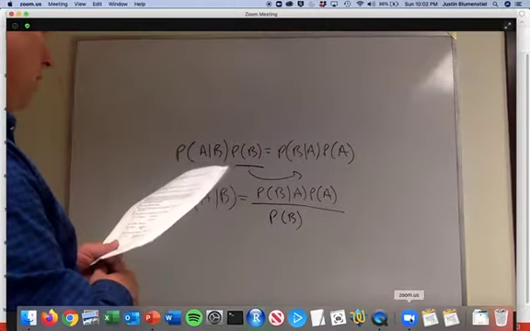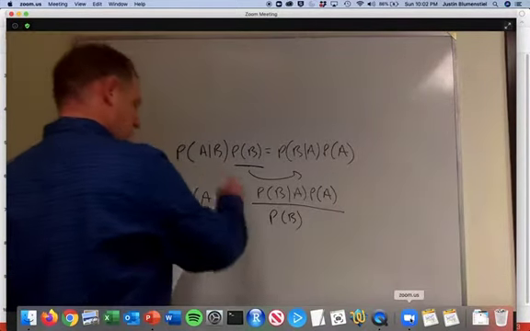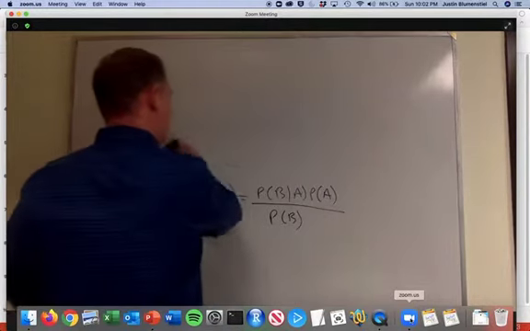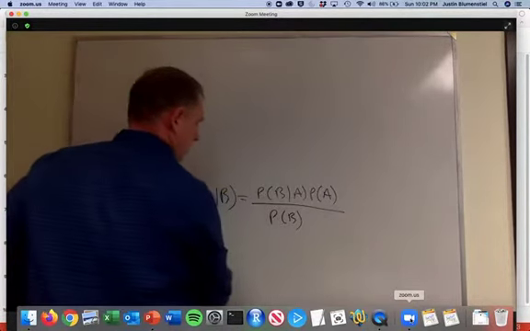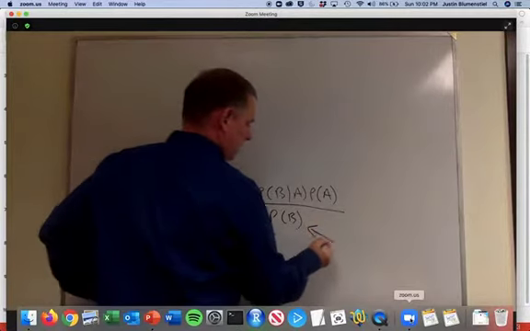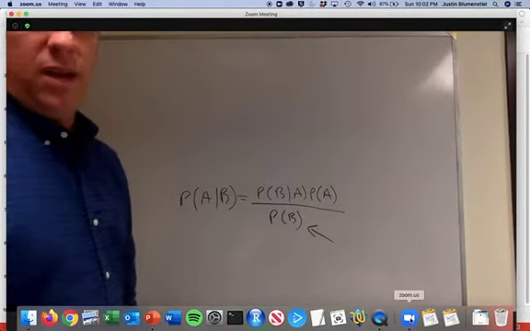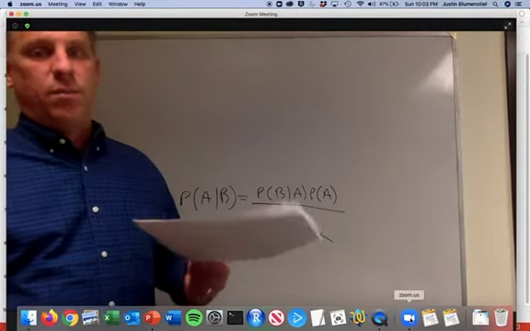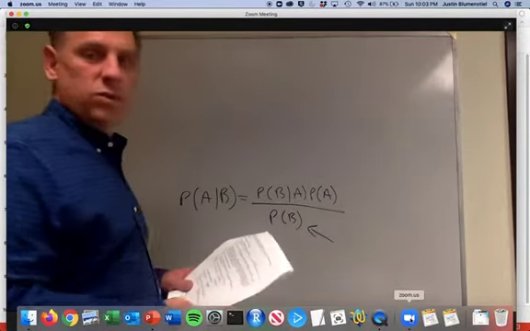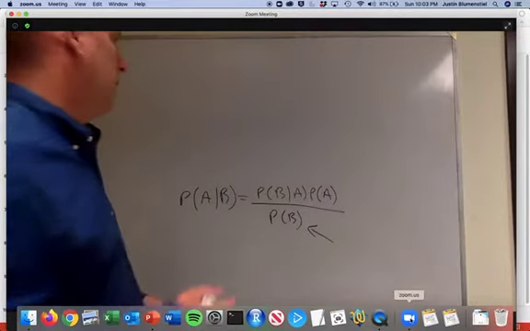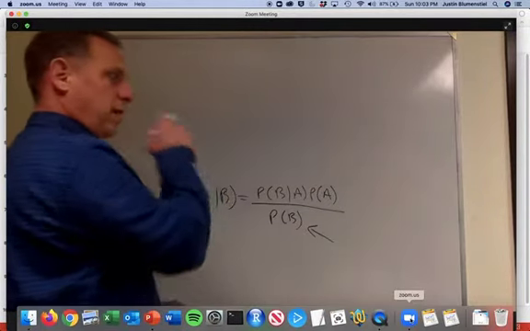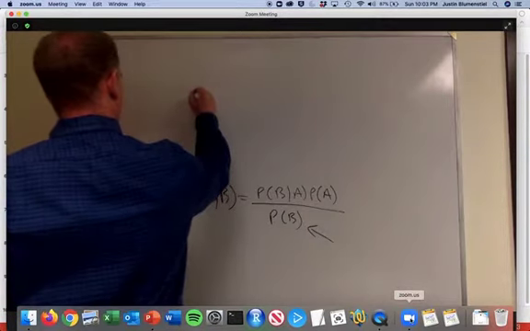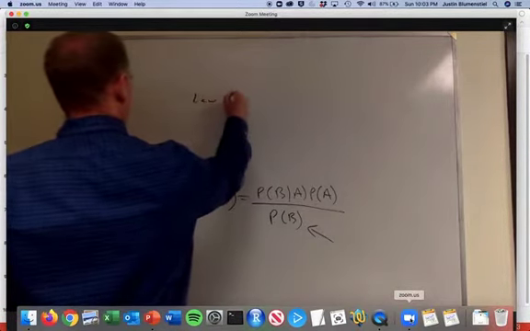Now, I'm going to erase what's on top because I'm going to get into a little bit of what's underneath here. This part underneath is kind of interesting. This is the probability of just B happening, and it has nothing to do with whether A happened or not. Now, we can decompose the probability of B using the law of total probability.